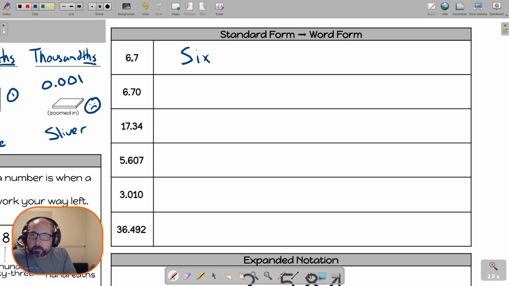I have a decimal point. What word is that? And. Now I'm going to look at everything to the right of the decimal altogether. There's only one digit there. That is a 7. And it's 7 in the tenths place. So 7.